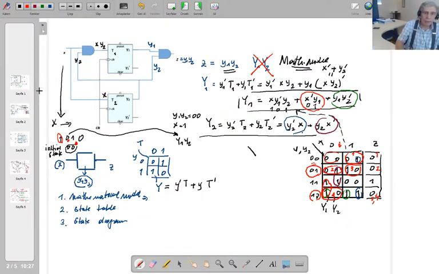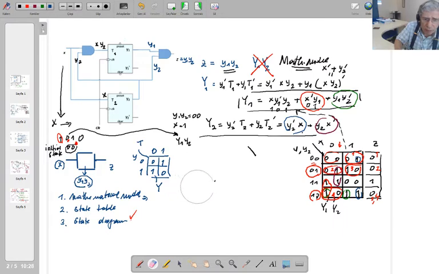So let's do the last model. The last model, as it says here, is the state diagram. How am I going to find the state diagram? I'm going to find the state diagram from the state table. Easy. Since I've got the 2 state variables, that means I've got 4 states in the state diagram.